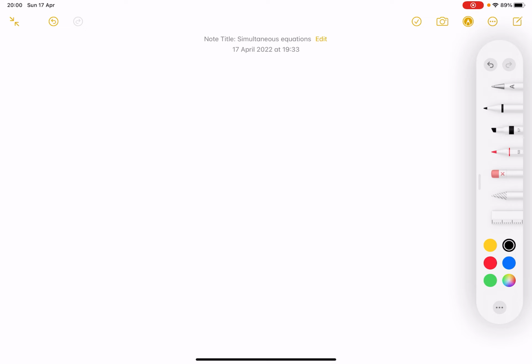Okay, so the first equation is 3x minus y is equal to 23, and 2x plus 3y is equal to 8. Okay, so as before, let's label. So equation 1, equation 2. Now again, what we see is that neither the y's nor the x's are the same. And it doesn't matter which one we make the same.